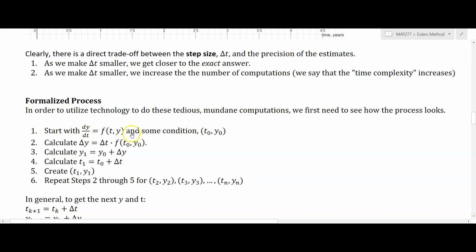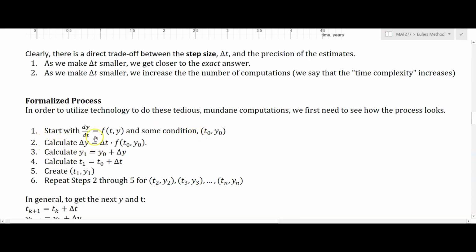Well, we need a differential equation, something that gives us the rate of change, because that's what we needed in order to make time steps. We needed some initial condition. I didn't say initial here because we don't have to start at time 0. We could start at time 5. By the way, if you start at a different time other than 0, that's called a boundary value problem instead of an initial value problem.